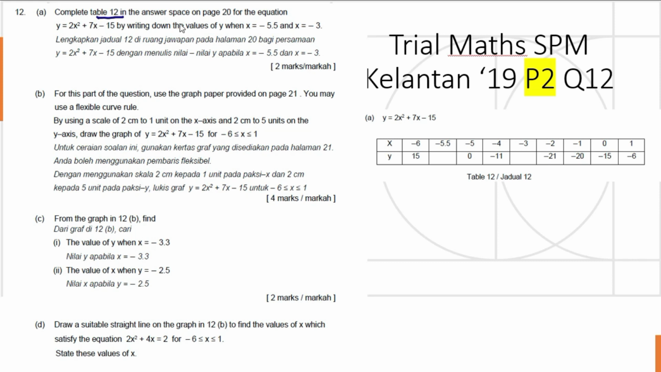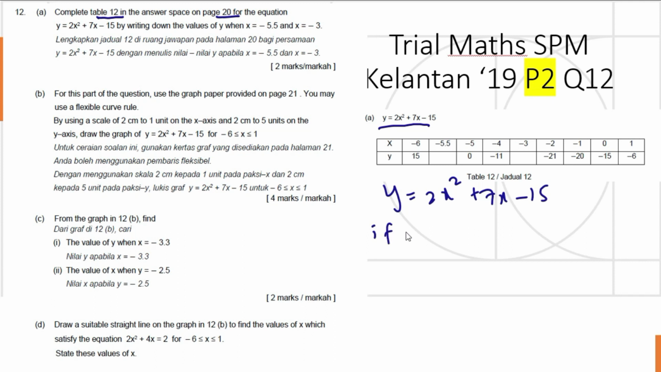Complete table 12 in the answer space on page 20 for the equation. So we have y is equal to 2x squared plus 7x minus 15. You just substitute the value to get the value in the box. So y is equal to 2x squared plus 7x minus 15.